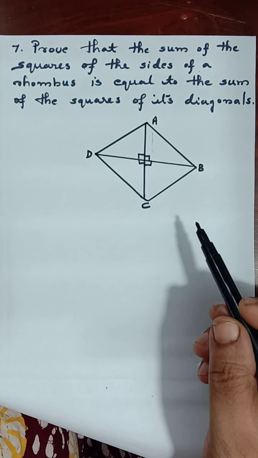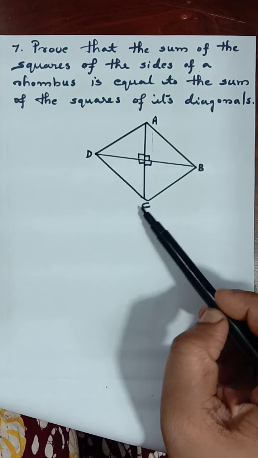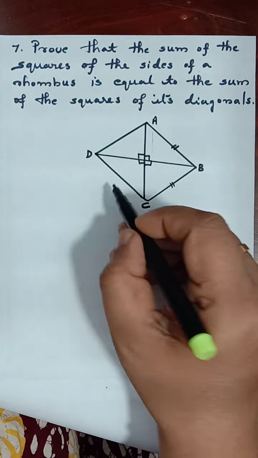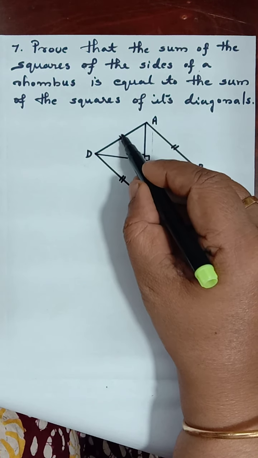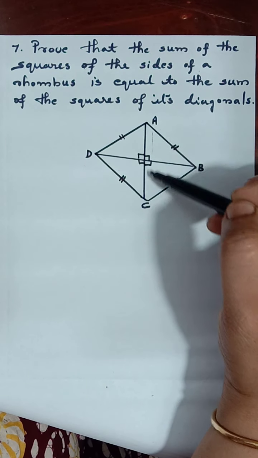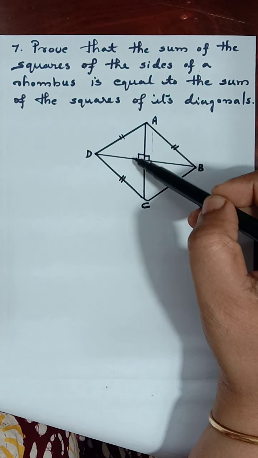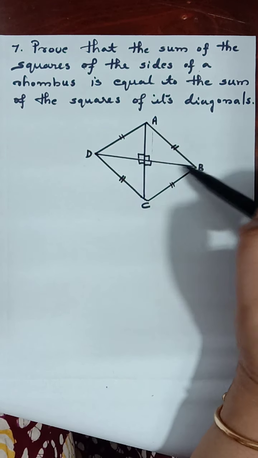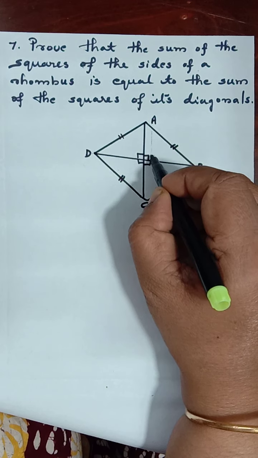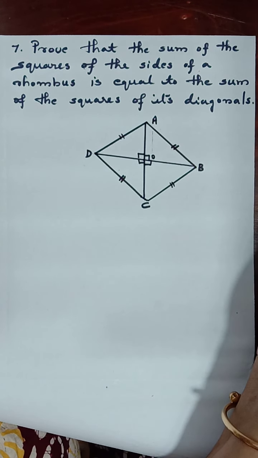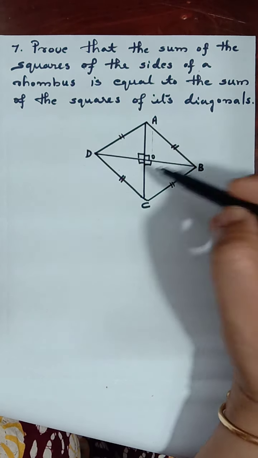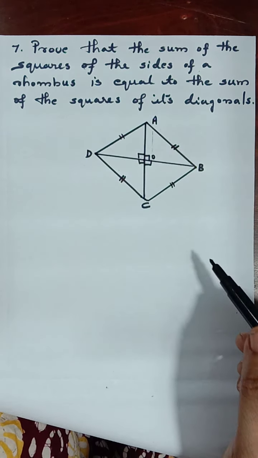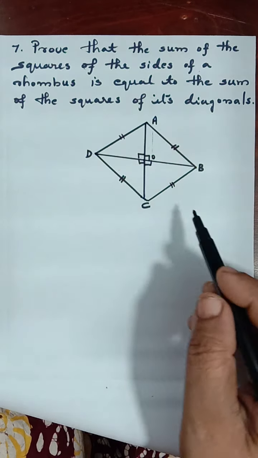Sum of the squares of sides of rhombus. Rhombus is ABCD. All the four sides are equal. AB equal to BC equal to CD equal to DA. And one more speciality is their diagonals are perpendicular to each other. Diagonals bisect each other also. Let us consider the center point as O. OA will be equal to OC. OB will be equal to OD also. These are the points we have to remember when we prove this.